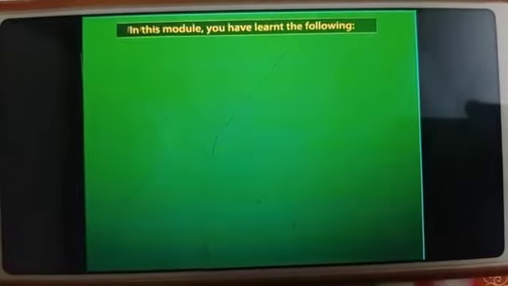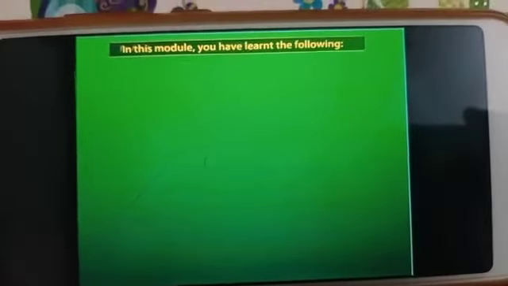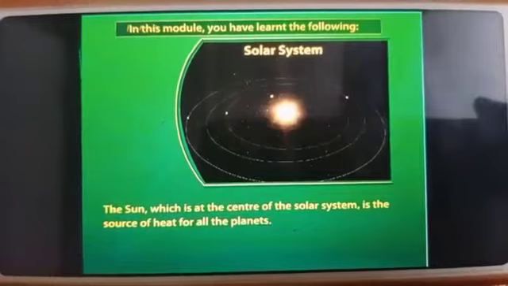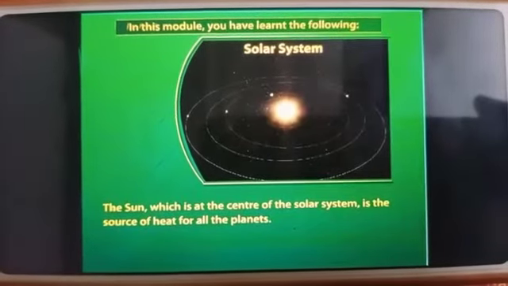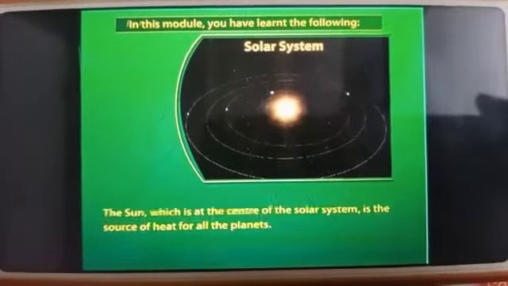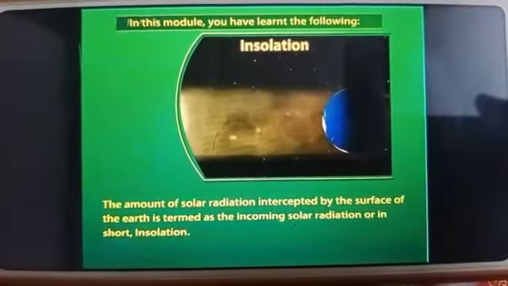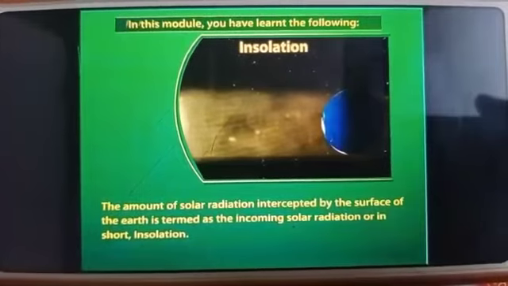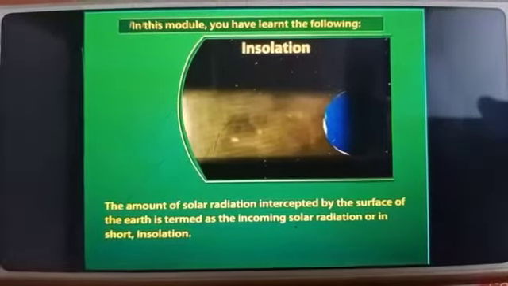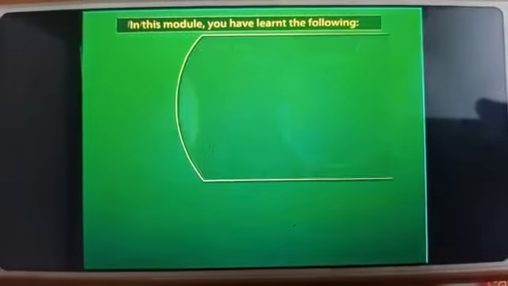In this module, you have learnt the following. The sun, which is at the center of the solar system, is the source of heat for all the planets. The amount of solar radiation intercepted by the surface of the earth is termed as the incoming solar radiation, or in short, insolation. The two major reasons behind the differences in the distribution of temperature over the surface of the earth are angle of the sun's rays and shape of the earth.